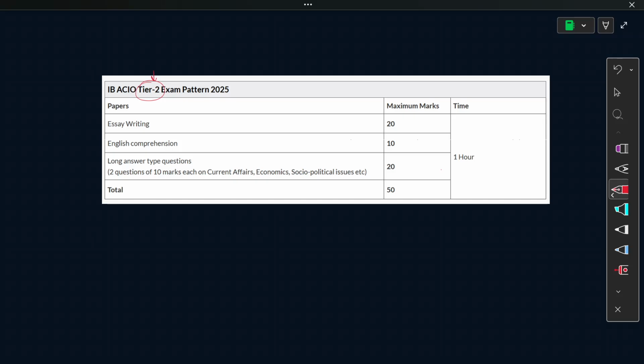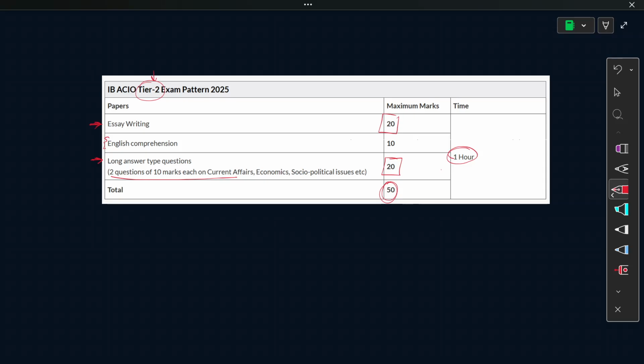First of all, there are two types of questions. Although there are three types, English comprehension is quite manageable, so we are essentially concerned with two types: one is an essay, and the second is a long answer type question. We have 1 hour in total and a total of 50 marks. The essay is of 20 marks, and the long answer questions are of 10 marks each, as there are two questions of 10 marks each.